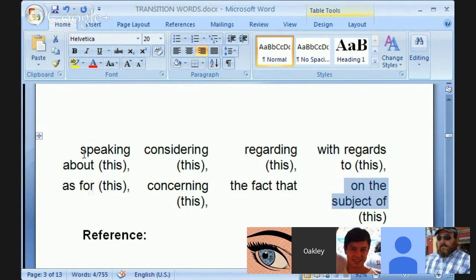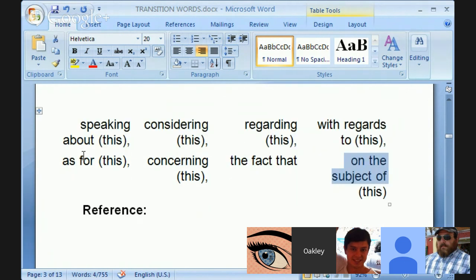These reference transition phrases are extremely useful in practical real life and business. Very useful. Any questions about these? Oh, I'm sorry. Go ahead, Mauricio.